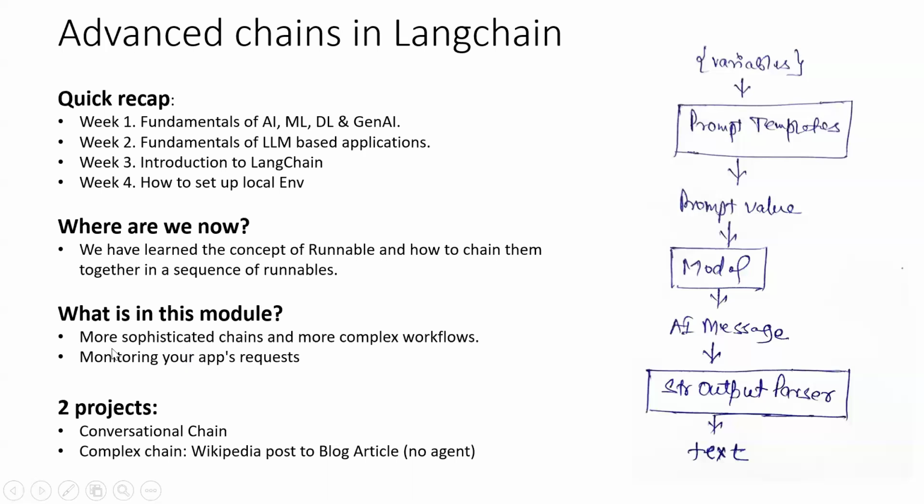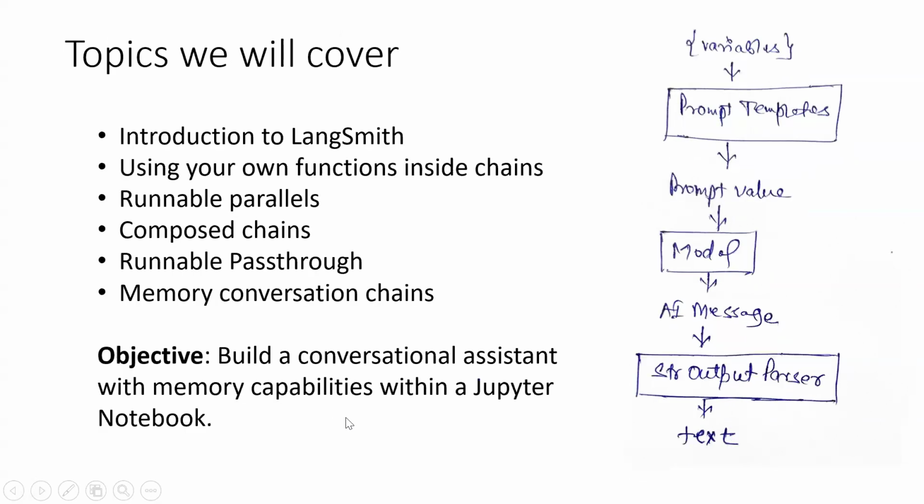Now in this module, we will see how more sophisticated chains or more complex workflows can be built, and how we can monitor our application in LangChain. We will also do two small projects: in one we will develop a conversational chain, and the other is a complex chain where we will build an application which will generate one article out of a Wikipedia article. You will see it in great detail.